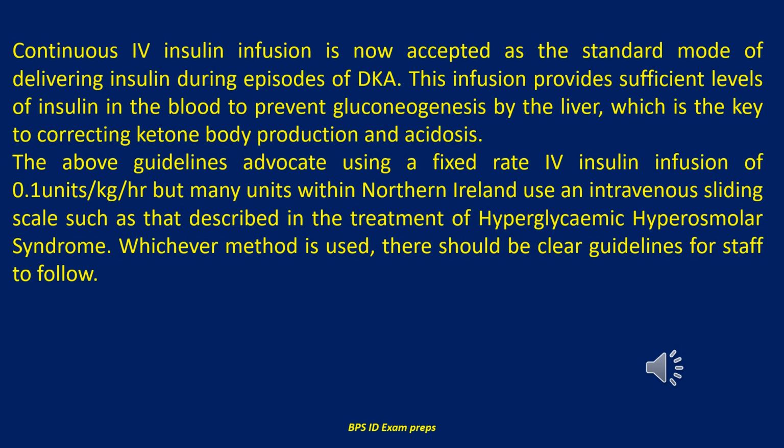The above guidelines advocate using a fixed-rate IV insulin infusion of 0.1 units per kilogram per hour, but many units within Northern Ireland use an intravenous sliding scale such as that described in the treatment of hyperglycemic hyperosmolar syndrome. Whichever method is used, there should be clear guidelines for staff to follow.